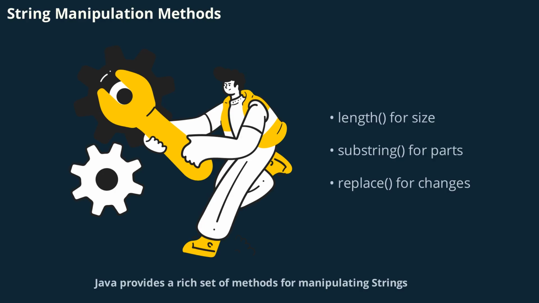Java provides a rich set of methods for manipulating strings. Some of the most commonly used methods include length, charAt, substring, concat, indexOf, toUpperCase, toLowerCase, trim, equals, contains, replace, and valueOf. These methods allow you to perform a wide range of operations, from extracting substrings to changing case or searching for characters. Mastering these methods is essential for effective string handling.